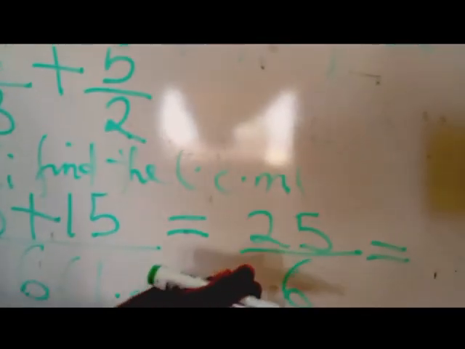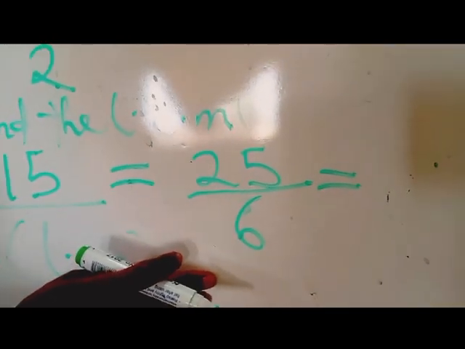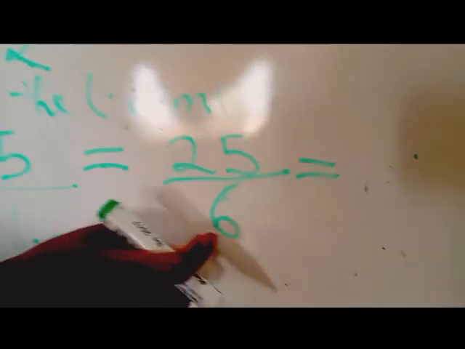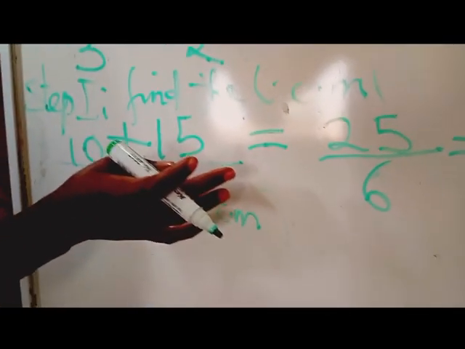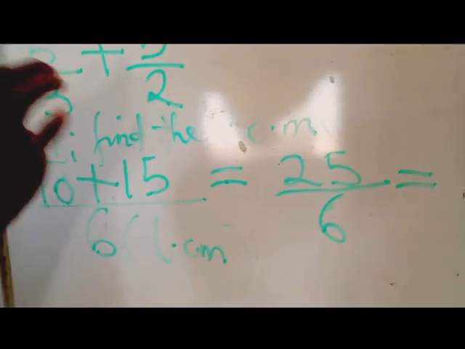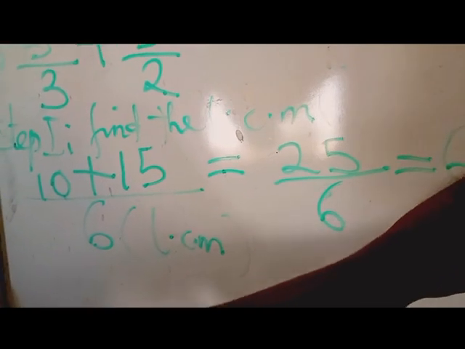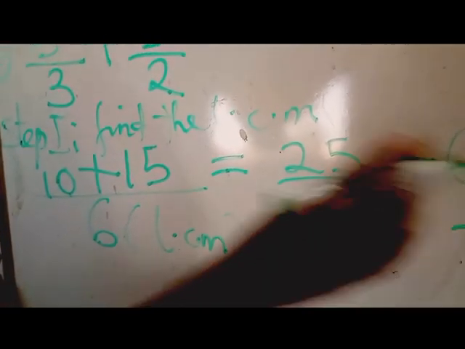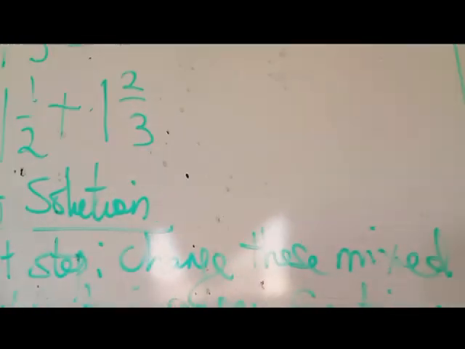Now you can change this right back into a mixed number. How do you do that? You ask yourself a simple question. How many 6 are there in 25? We have about 4 of them, because 6 multiplied by 4 is 24. So we have 4 whole number, 1 all over 6. Yes, it's that simple. Now let's move to example number 2.